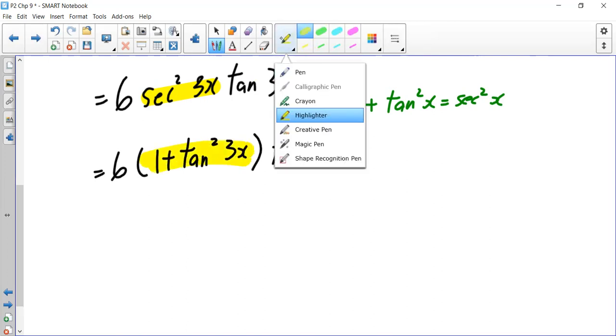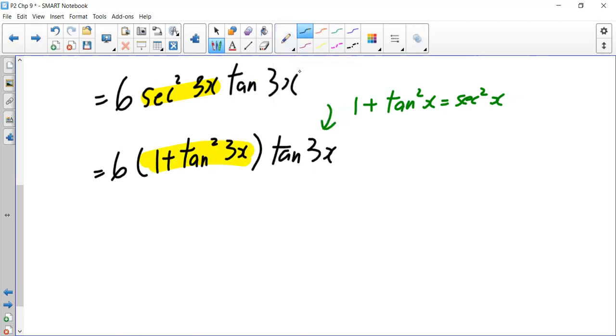Okay, so this has become this. That's how we can change everything to tan. Then we can multiply out the bracket. Well, how do you do this? It doesn't look like a normal thing that we can apply. I know it looks a bit weird, but let's think of this.